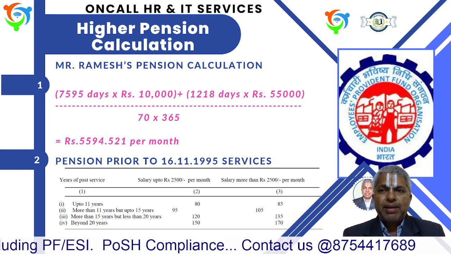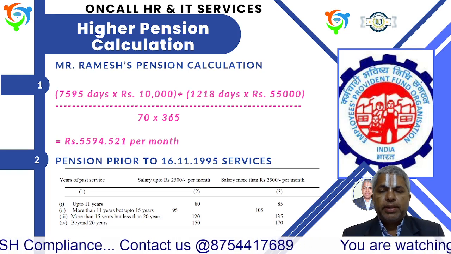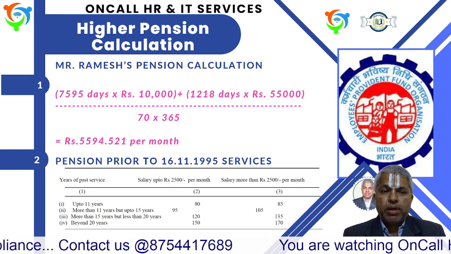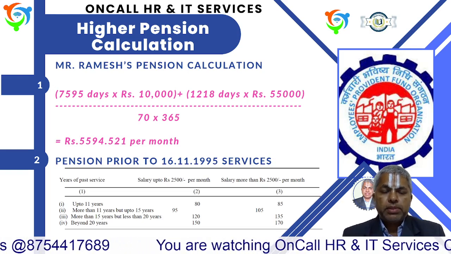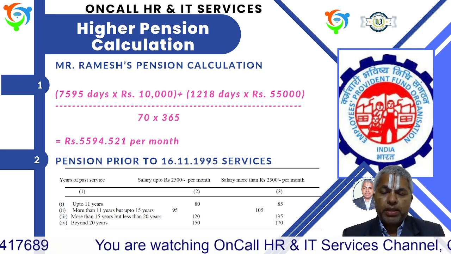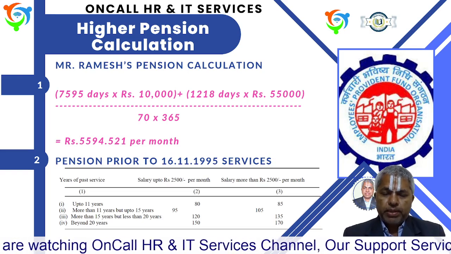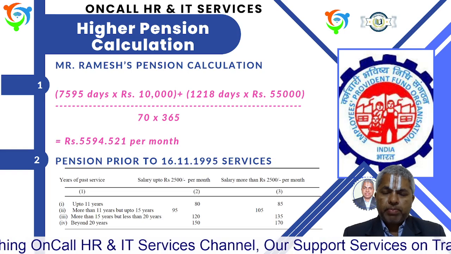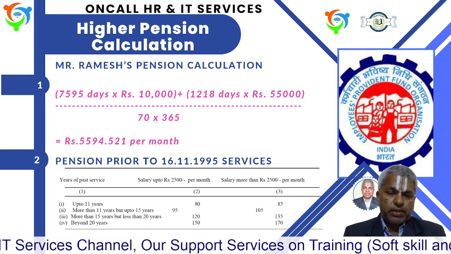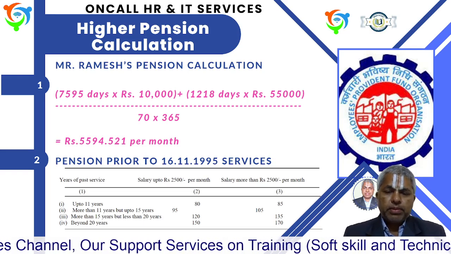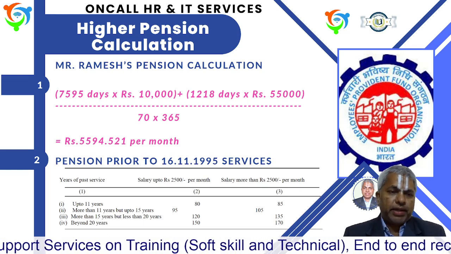We have to add the pension prior to 16/11/1995. For that, how we have to calculate? That also is given in the para 12. How to calculate prior to 16/11/1995 services, that is family pension. We have to check whether the employee was getting 2,500 per month or more than 2,500. That is one factor. How many years of service? In our example, his service was less than 6 years prior to 1995.